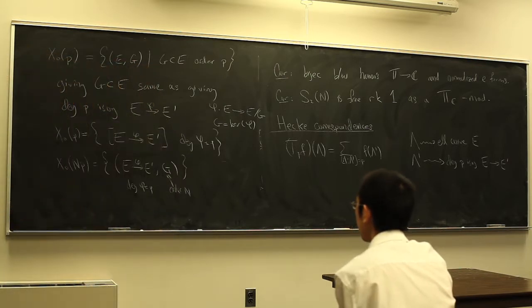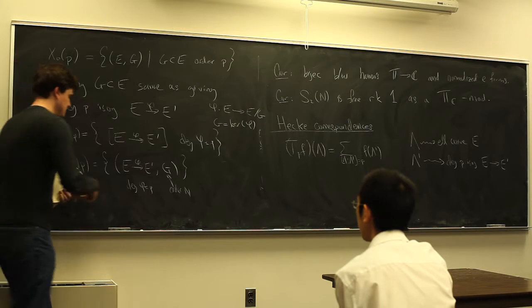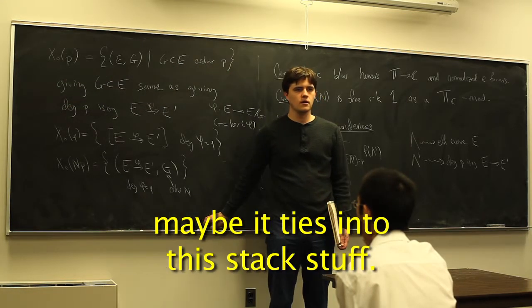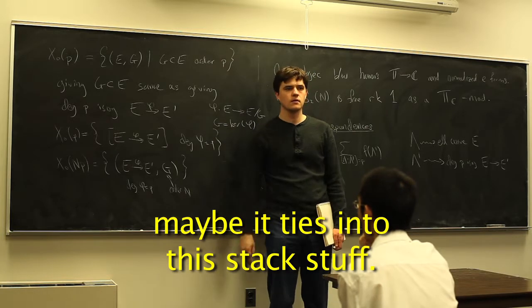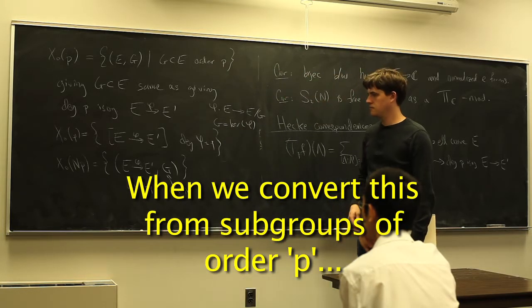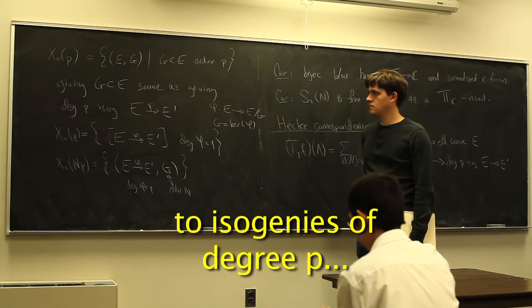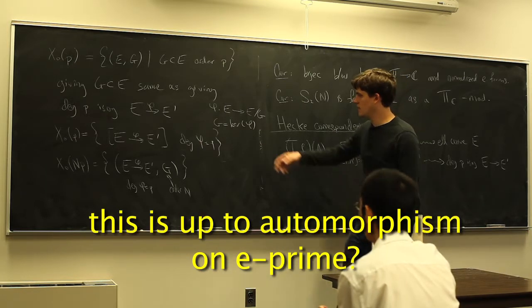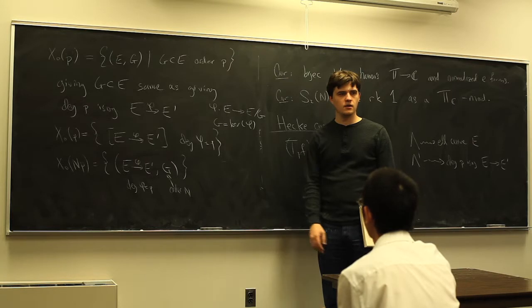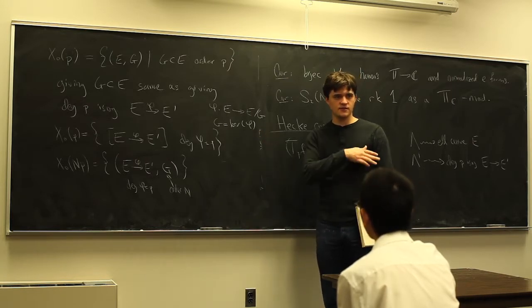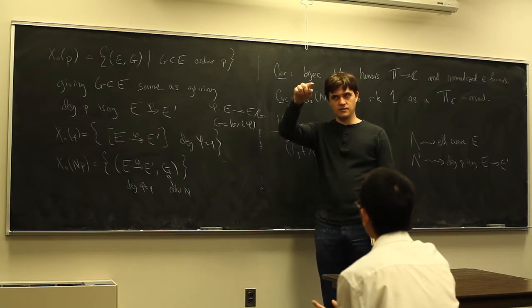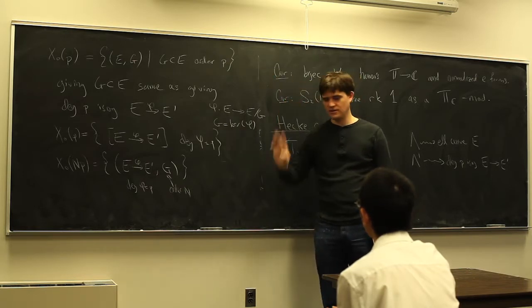It's up to isomorphism of the whole data. We're working over C, so it's isomorphism classes of isogenies, so we have an isomorphism from E1 to E2, E prime, so that everything commutes.